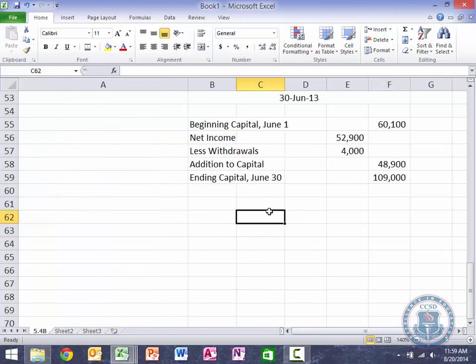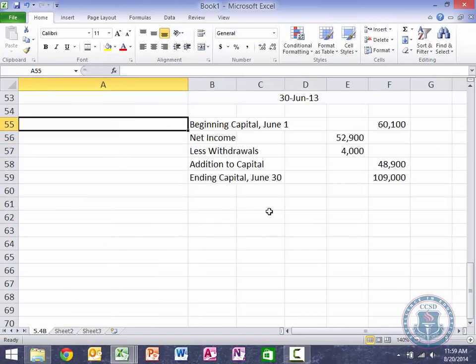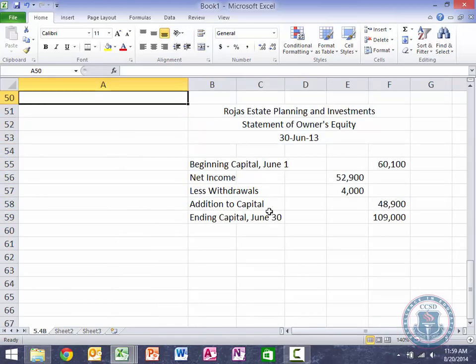Good? Whoops, I don't know why it's jumping so much. That is my statement of owner's equity.